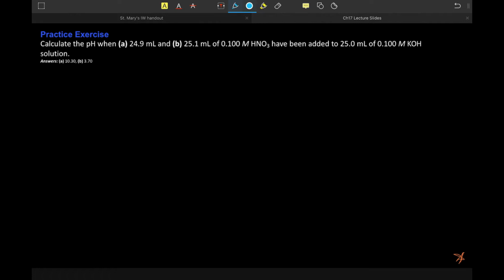Okay, so we're going to do this practice exercise together where we are asked to calculate the pH at this volume and this volume of this having been added to this, which is literally the titration curve we just looked at, right? So basically we are, well actually let's write a reaction and make sure we're all clear here. So we have HNO3 plus KOH gives us this plus this.